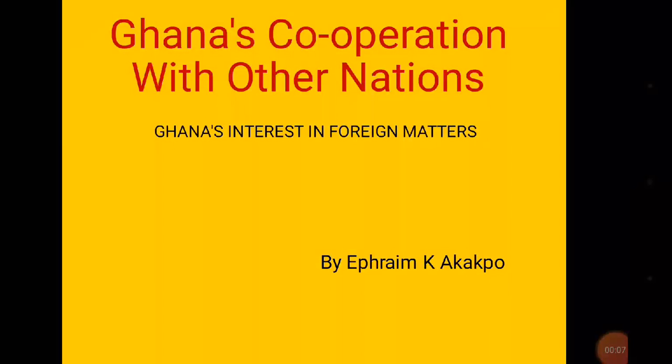Social Studies for JHS2 is our subject for today. And we are still discussing Ghana's cooperation with other nations. We started this discussion last week and we looked at ways by which Ghana cooperates with other nations, the benefits and then the problems. And we continued to look at some international organizations that Ghana belongs to: the United Nations and the African Union, and then the ECOWAS and the Commonwealth of Nations.